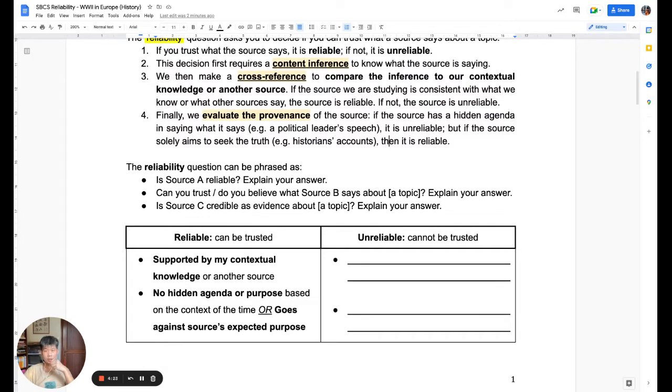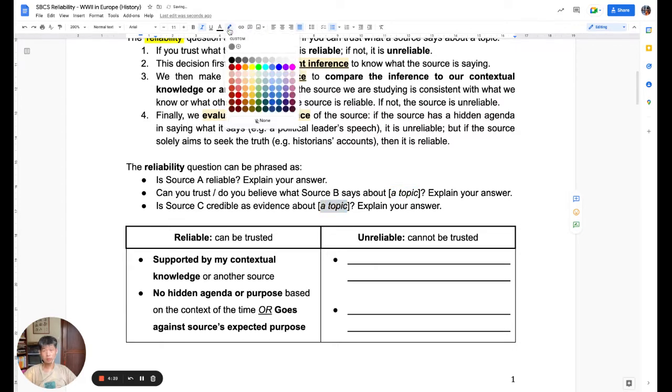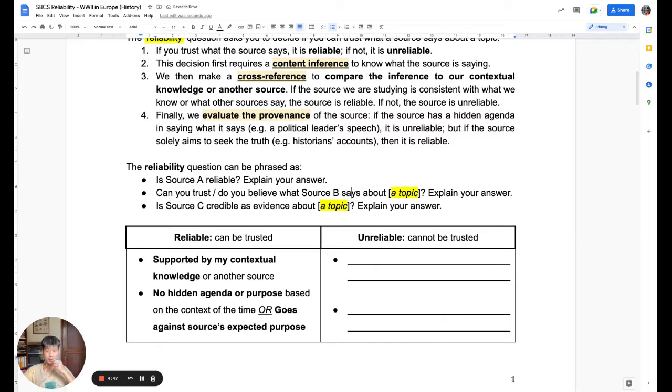The reliability question can be phrased as, is source A reliable? Can you trust source B? Do you believe what source B says? Is source C credible? So these questions are very typical. Notice that some reliability questions have a focus, right? So sometimes there is a question focus. When the reliability question has a question focus, you start off by making inferences about the focus. What does source B say about the topic? And then you check whether it's true.